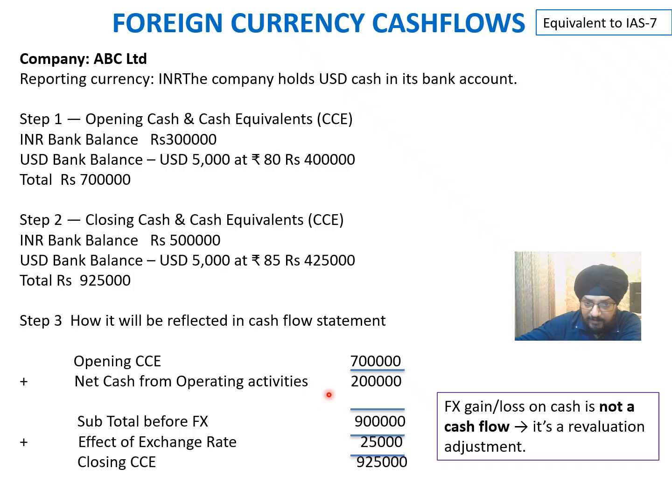So net cash from operating activity is 2 lakh. The subtotal, which is before the foreign exchange translation, is 9 lakh. And then we have to separately show the effect of the exchange rate, which is 25,000, and our closing balance is 9 lakh 25,000. So FX gain or loss should be shown separately so that we can clearly articulate the impact of such increase or decrease in the overall closing cash and cash equivalent. So with this, we'll move to the next slide.